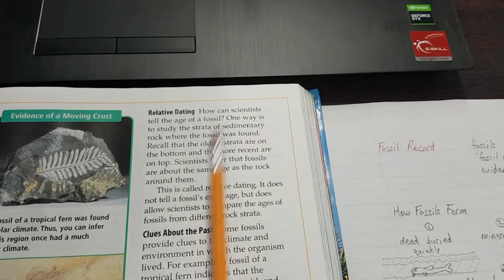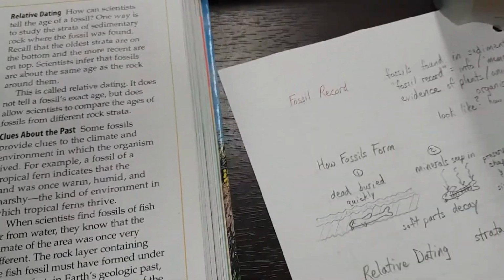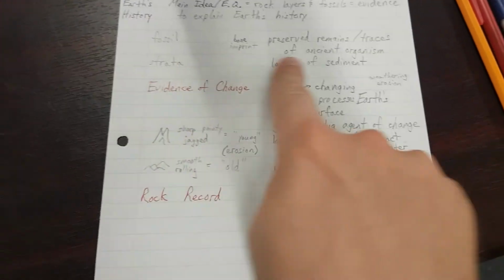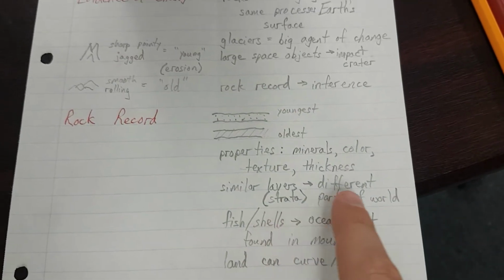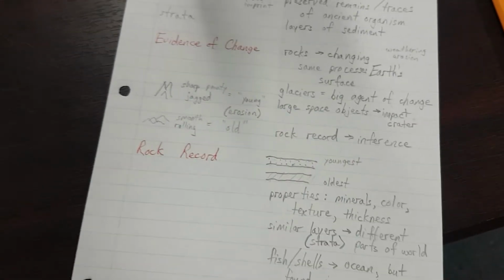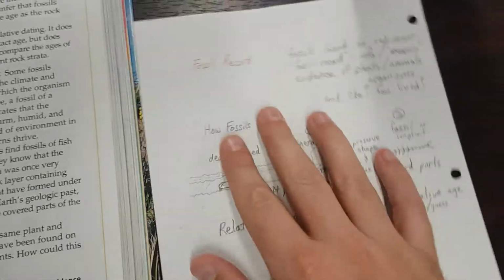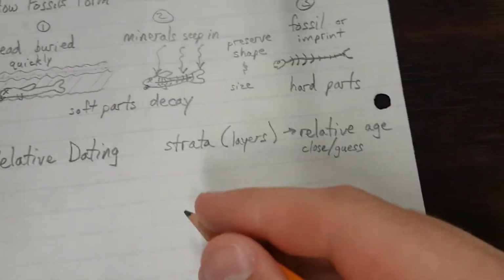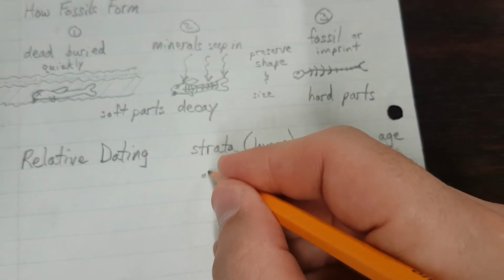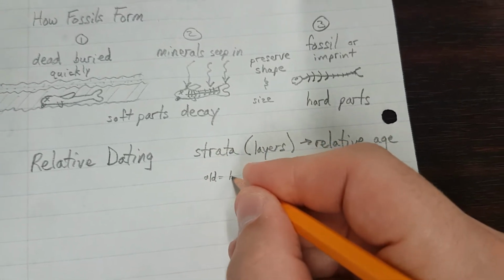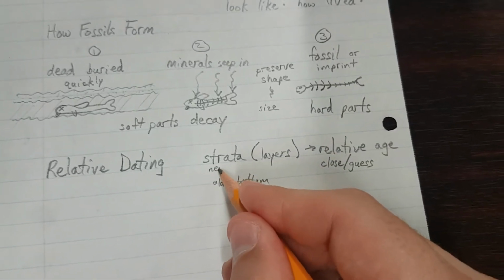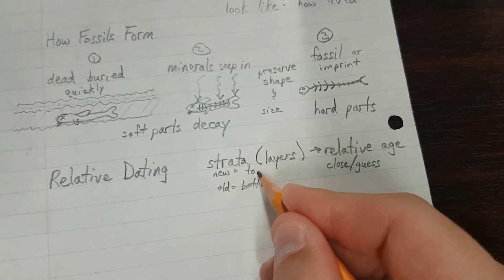Remember the oldest on top and bottom? I think we have that in our notes. Where did we talk about strata? We talked about layers of sediment, and how similar layers could be in different parts of the world. So let's write that over here in relative dating, underneath strata layers: old, O-L-D, equals bottom, B-O-T-T-O-M. New, N-E-W, equals top, T-O-P.